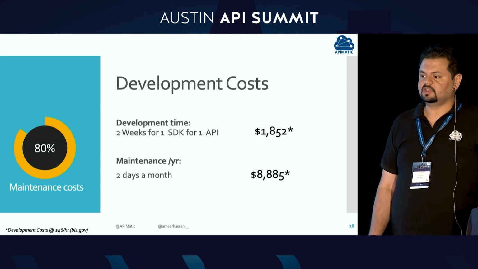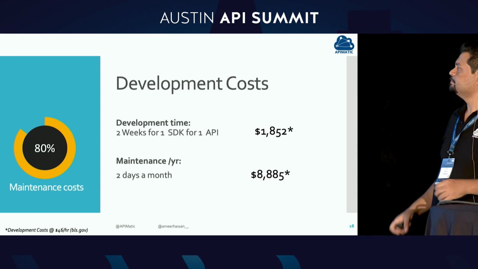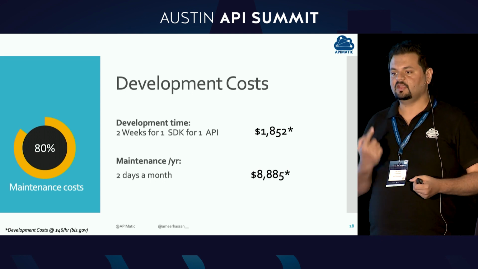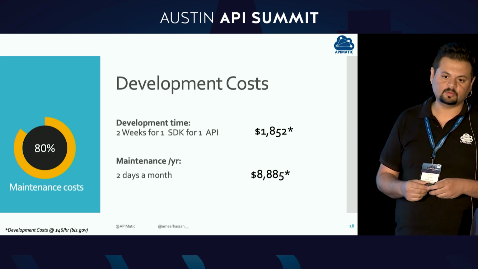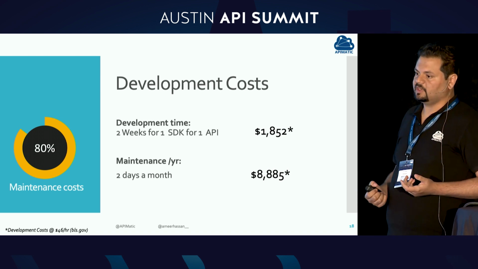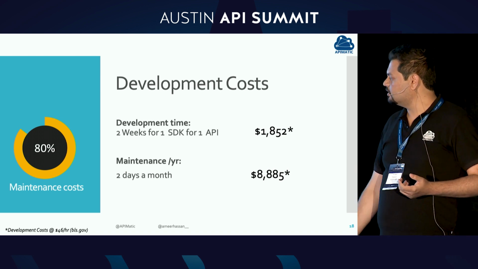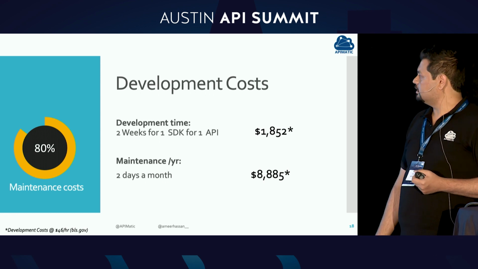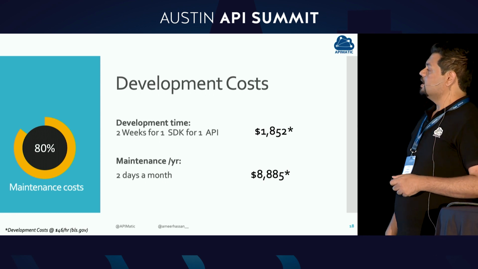Some development time over it. So, let's take a very simple example. Let's say for one simple small API, you are looking for building one client library in one language. It takes on average, let's say, 2 weeks of development time. Multiply that by a standard rate, you get this amount, 1852.